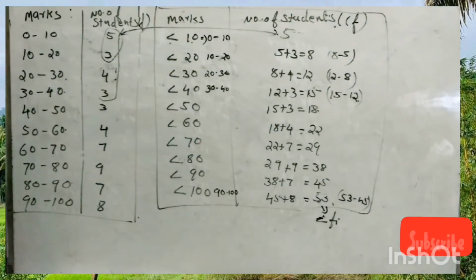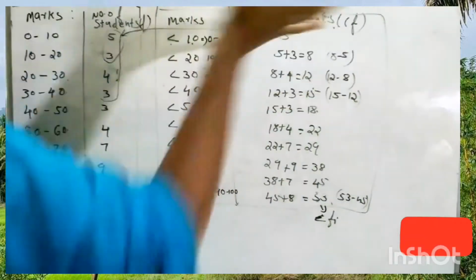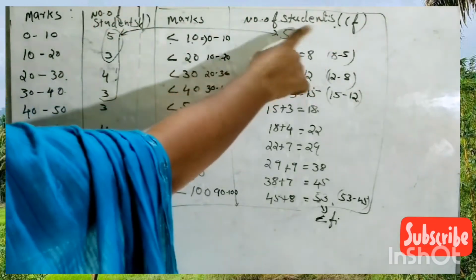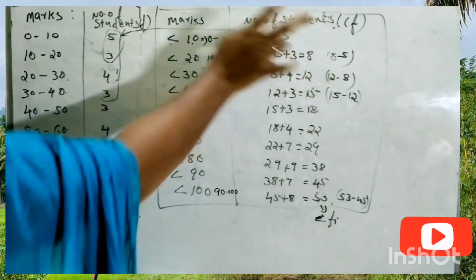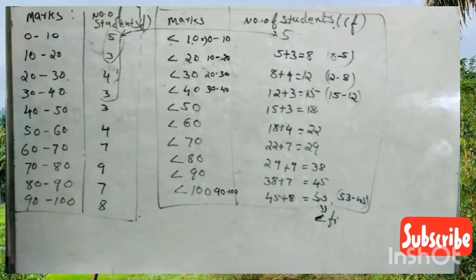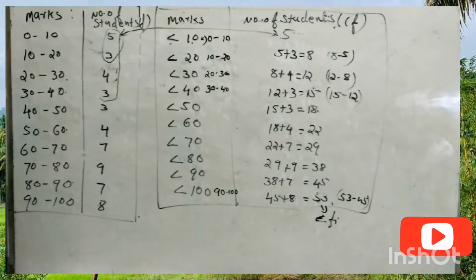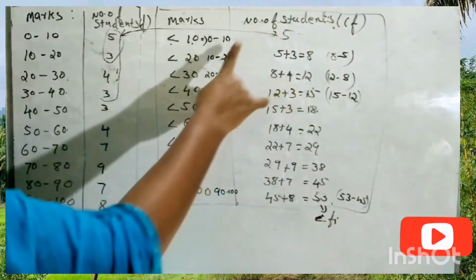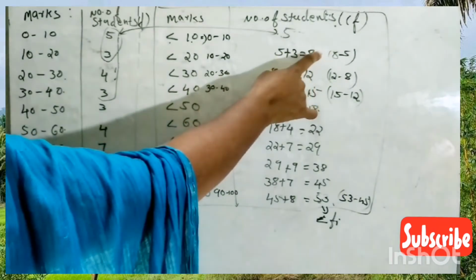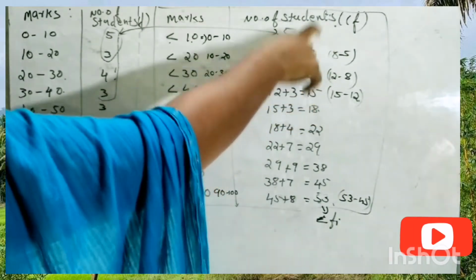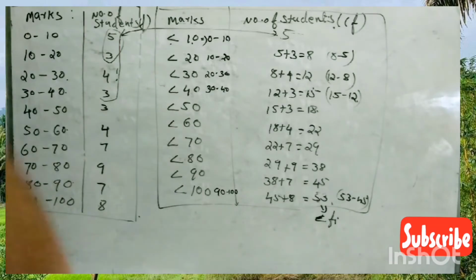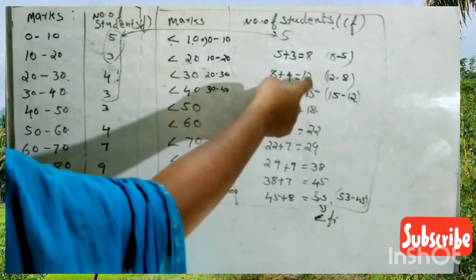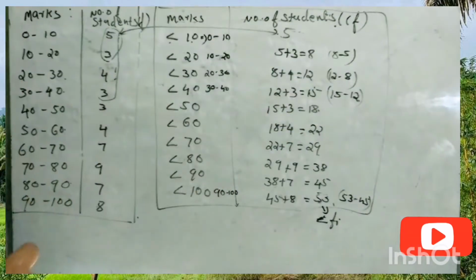I hope it is clear. Now from the cumulative frequency we need to get the frequency. For the first one, if it is a less than table, the first cumulative frequency and the frequency of your first class will be equal. So 5 itself. And for the frequency of the second class, just do the second cumulative frequency minus the first cumulative frequency. 8 minus 5 gives us 3. Now for the third one, third cumulative frequency minus the second cumulative frequency.